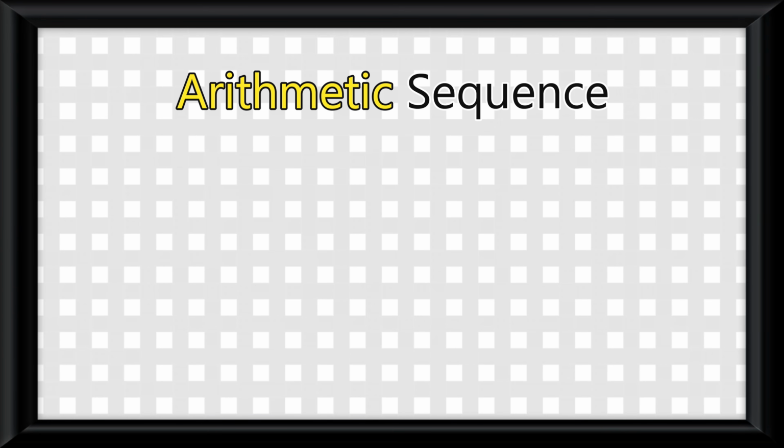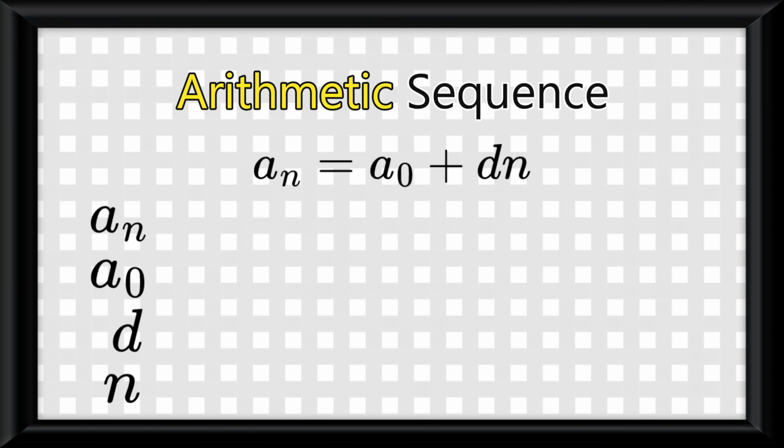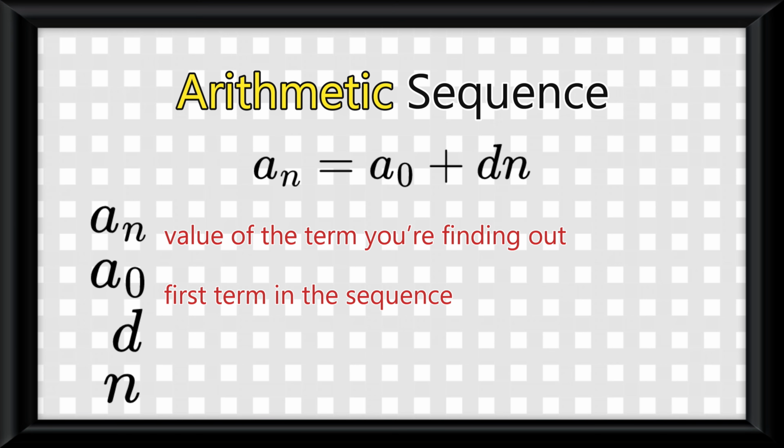Anyway, arithmetic sequences have 2 equations. First is a sub n equals a sub 0 plus dn, where a sub n is the value of the term you are finding, a sub 0 is the first term in the sequence, d is the common difference, and n is the position number that you are trying to find.